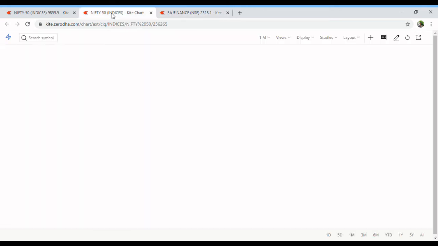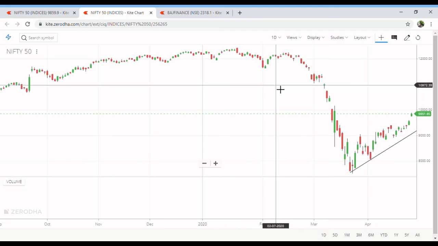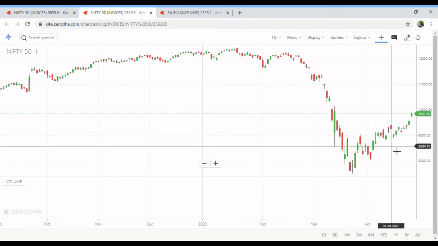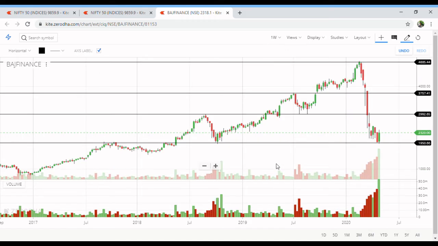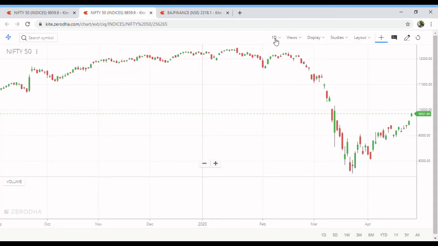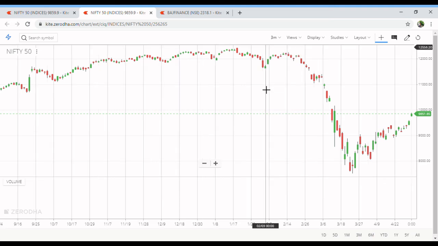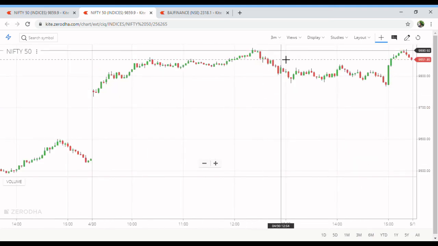So let's look into the Nifty to find a trade for intraday. If you are trading for the long term, you should always look at the 1 day or 1 week candle to find the long term support and resistance. This is the 1 week candle where you can find it. Now I will show you an example of intraday. I'll prefer taking a 3 minute or 10 minute candle for intraday.